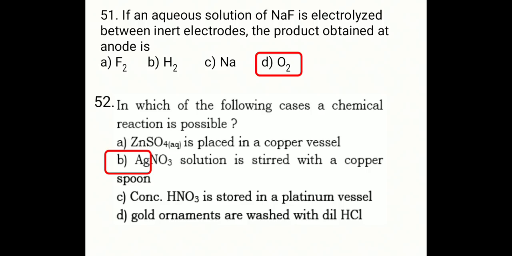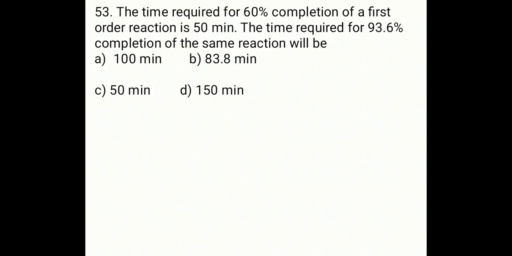This question should be solved by using the concept of the electrochemical series. If you remember, copper has a less positive electrode potential and Ag has a more positive electrode potential. Hence, remember, when AgNO3 is kept in a copper spoon, definitely the reaction takes place. So copper displaces Ag from AgNO3. So the answer is B.